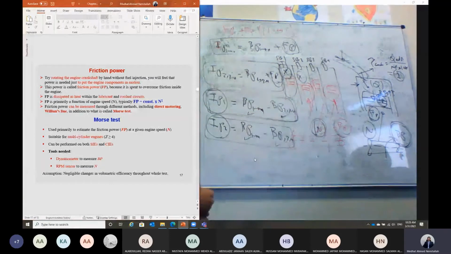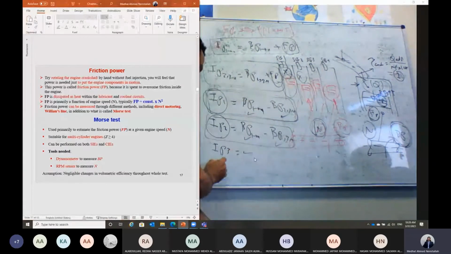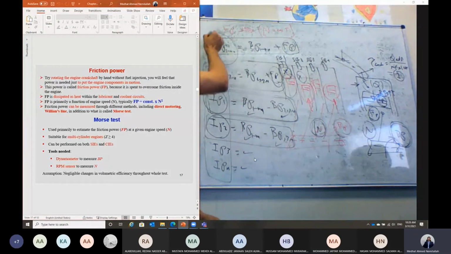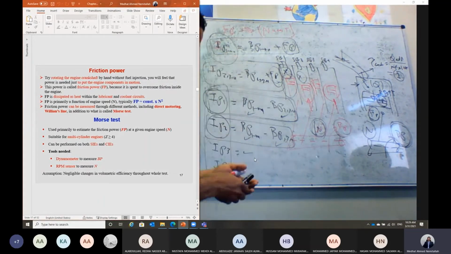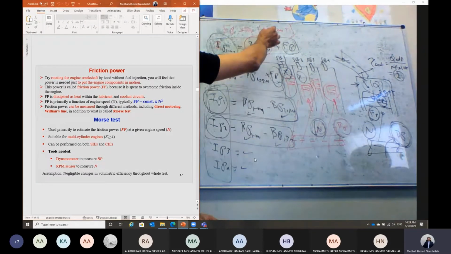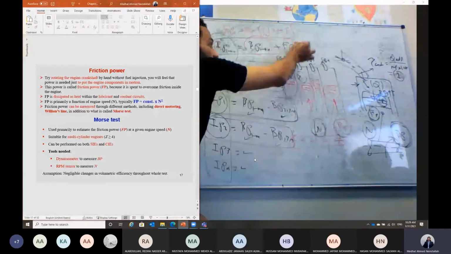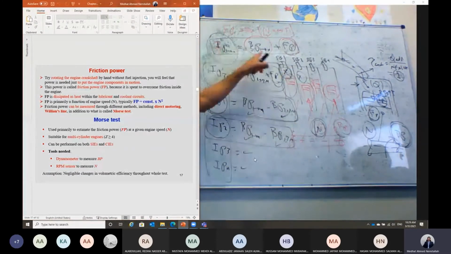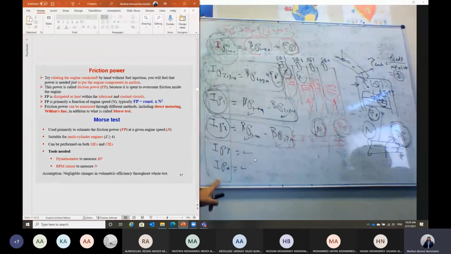Like this we can calculate the indicated power for the third cylinder and for the fourth one, and then I can sum them all up. Then I can calculate the total indicated power. Is it clear, guys? So when I sum them up, I can calculate the total indicated power, and I have already measured the brake power for all cylinders at the beginning of the test at a given RPM. Then I can calculate the friction loss power, which will be the difference between the summation of all indicated power for all cylinders minus the brake power for all cylinders.